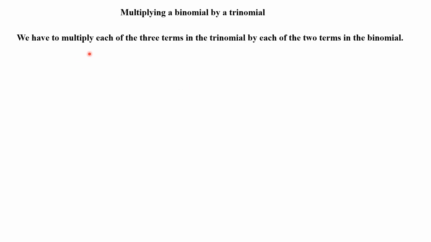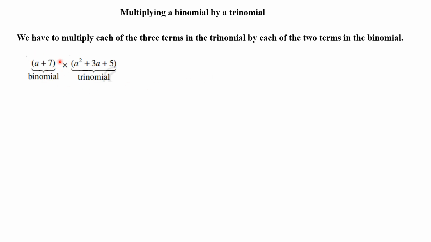Now we will see how to multiply a binomial by a trinomial. So to multiply a binomial by a trinomial, we have to multiply each of the three terms in the trinomial by each of the two terms in the binomial. So we know that a trinomial will have three terms and a binomial will have two terms. So we have to multiply each of the three terms in the trinomial by each of the two terms in the binomial. So let's see one example, then it will be more clear.